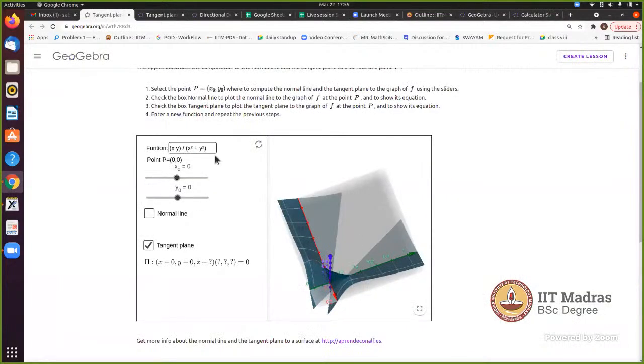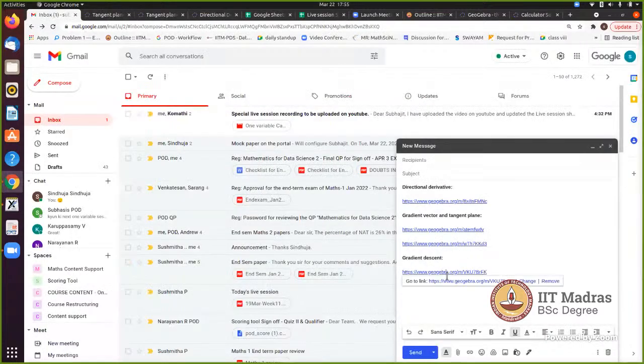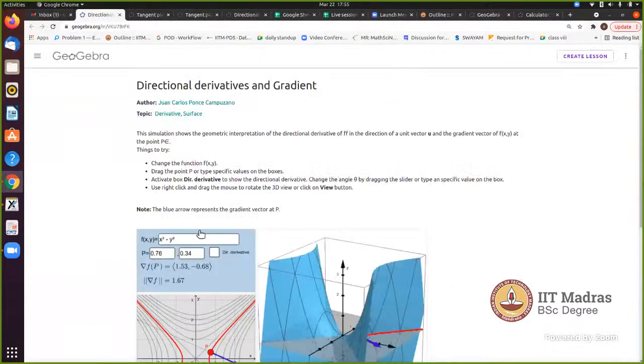Yeah, so I hope this is clear, right? Yes, sir. And then the last thing which I want to discuss is basically gradient descent.